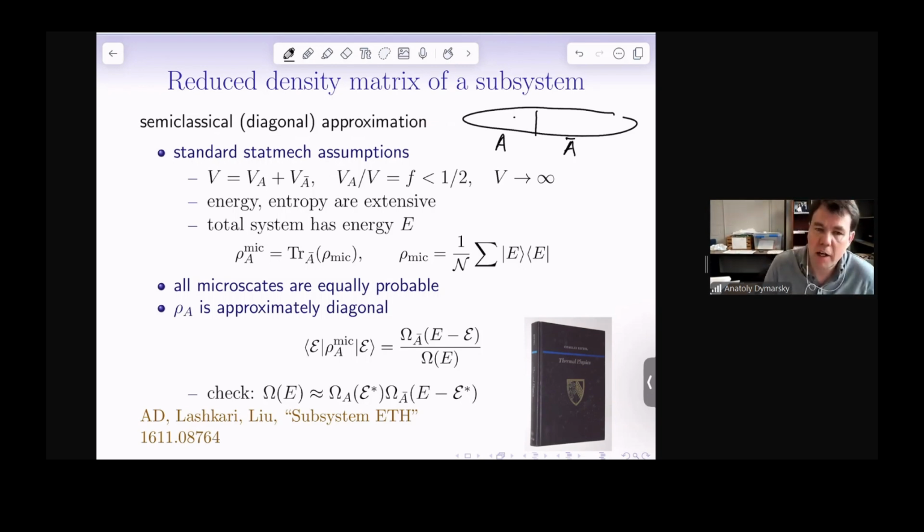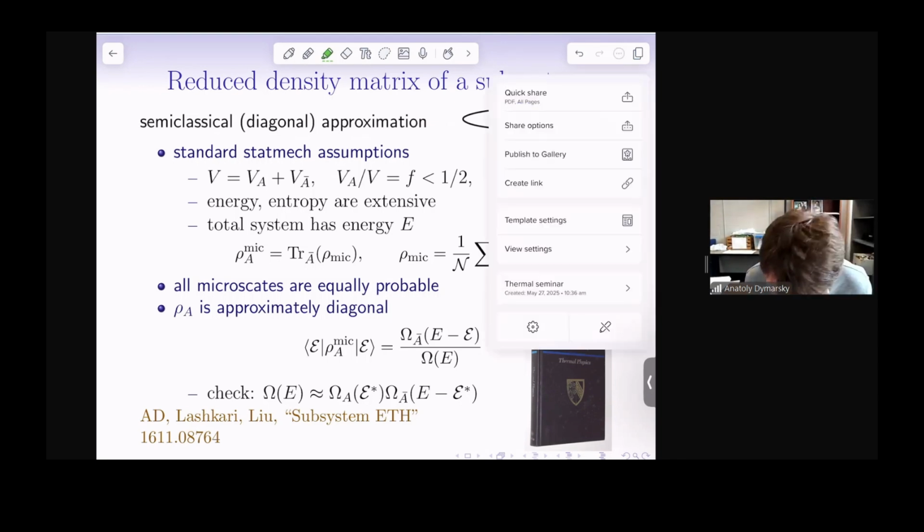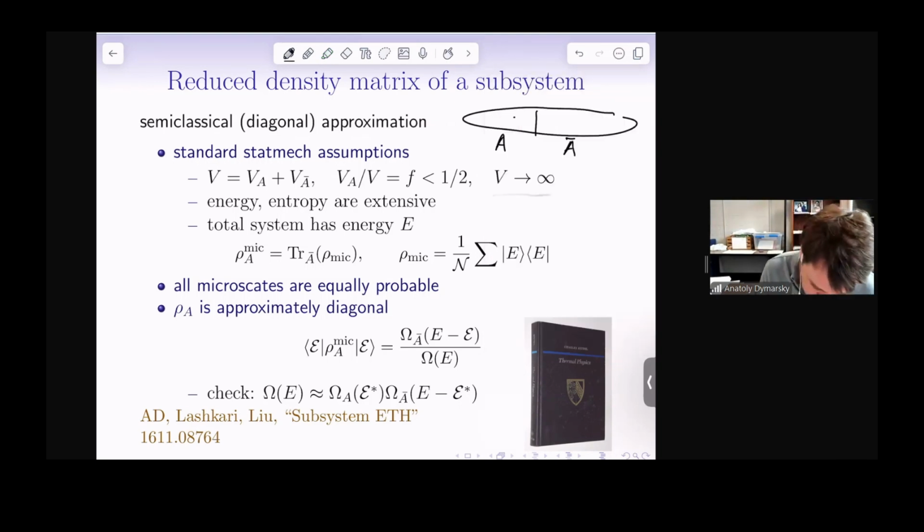We will say that the full system, let me try to turn on a pointer. Sorry, I'm slow with this. I was trying to show, I'm trying to turn on a pointer on the screen. I'm not sure how to do it. Let me just use the regular pen.